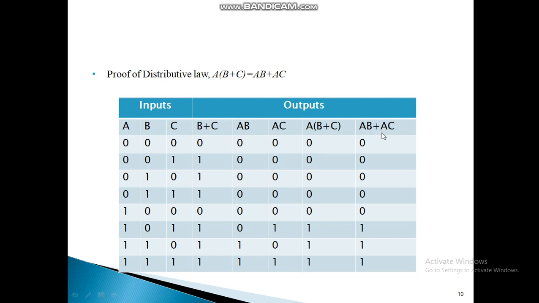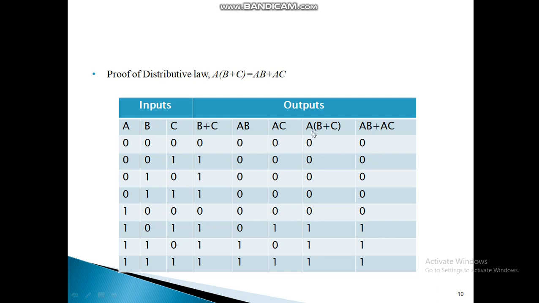Here AB plus AC. 0 plus 0 is equal to 0, and the same for the next four rows. Then 0 plus 1 is equal to 1. 1 plus 0 is equal to 1. 1 plus 1 is equal to 1. In this column is the result of the left hand side, and in the last column the result of the right hand side.